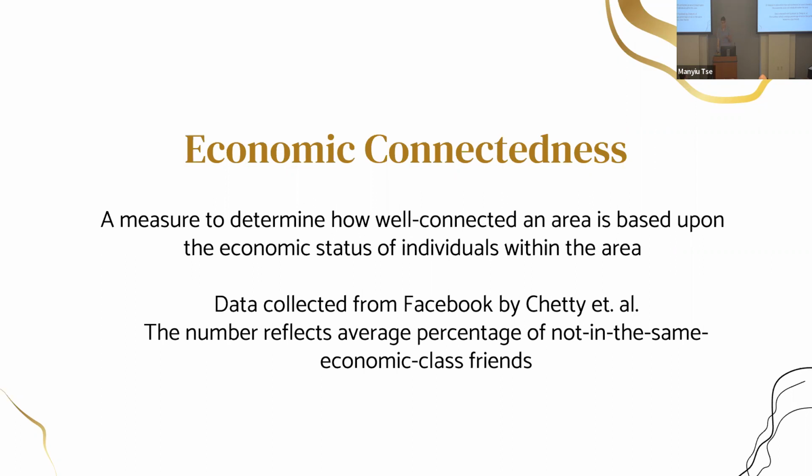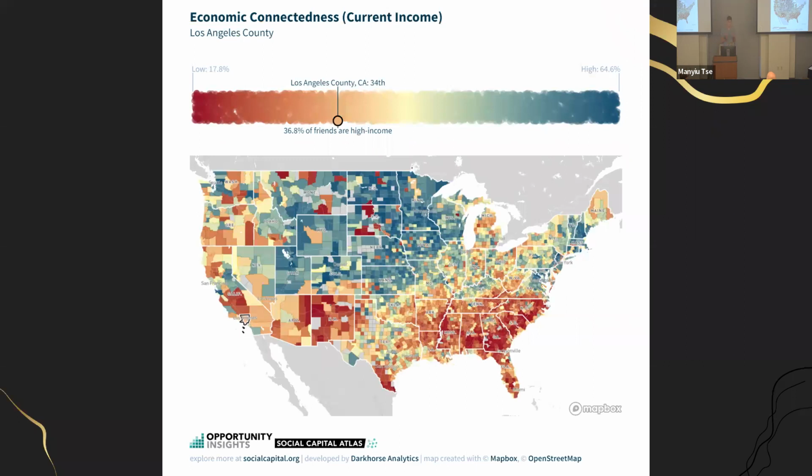This data was collected from Facebook, from the data set that we took it from, and the friends are determined by whether they're Facebook friends. This is a demographic of what a map looks like in terms of economic connectedness. Low economic connectedness would mean that most of your friends are in the same economic class as you. So if you made $100,000, you would be friends with a lot of other people who made $100,000.